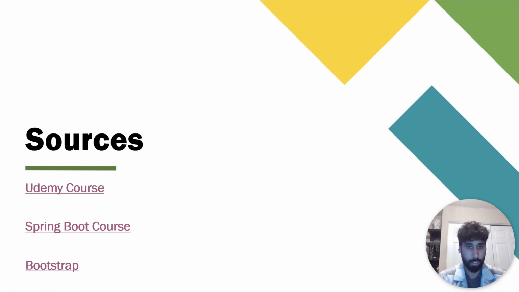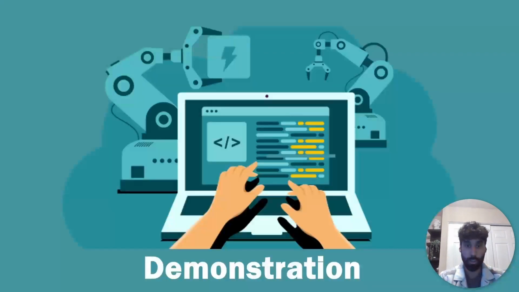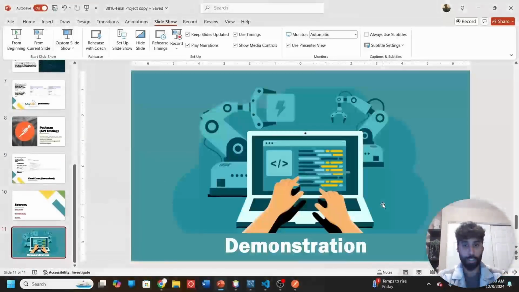Let's go to sources. The sources I had were a Udemy course, a Spring Boot course, and Bootstrap, and the links are in the hyperlink right here. Bootstrap helped me build out the front end application, providing a structure within React to build everything, because obviously I had no idea how to code in JavaScript. I had no idea how to use React, so Bootstrap was very useful. And now it's time for the demonstration.